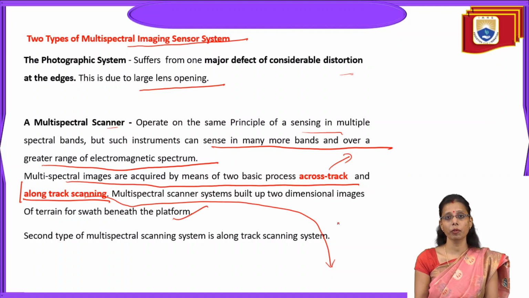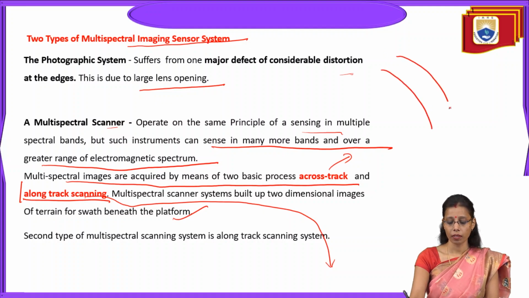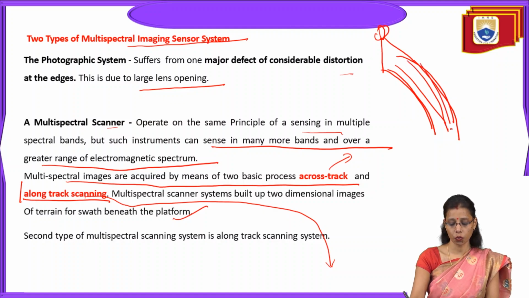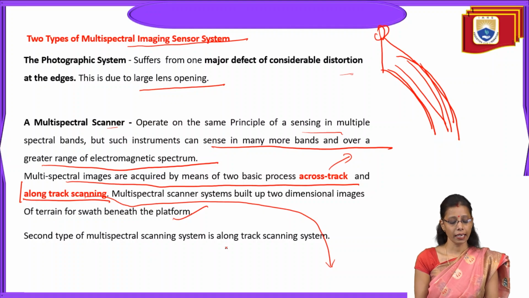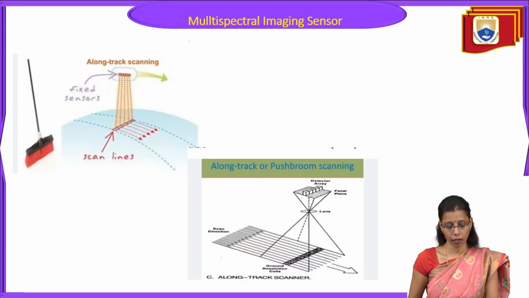I hope you remember what a swath is. Swath is the path viewed by the satellite; the satellite goes along a path called the swath. So this much area to be collected is called the swath. It will go beneath the platform. So the second type of multispectral scanning system is the along the track scanning system. So we have these two, along the track and across the track.